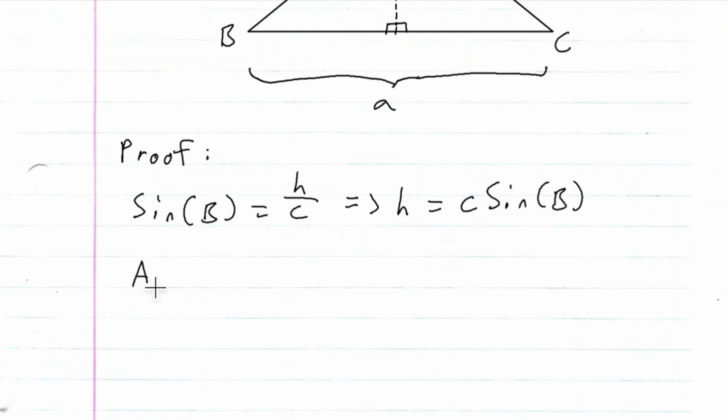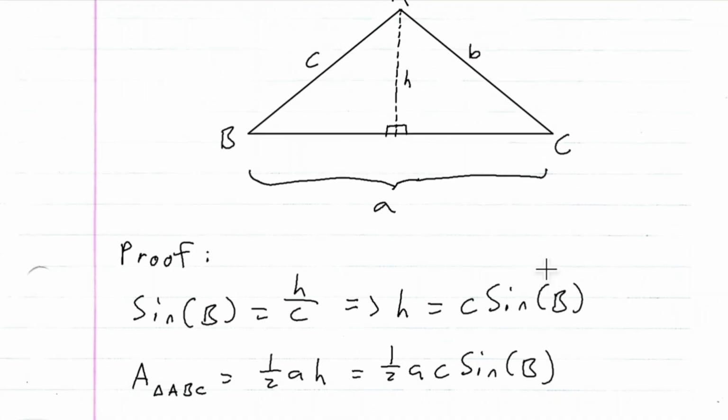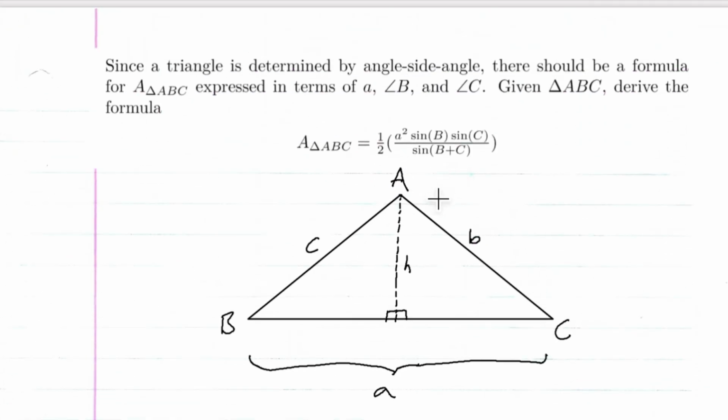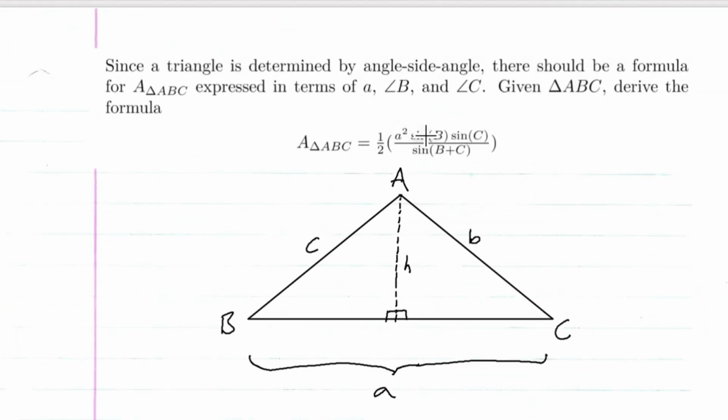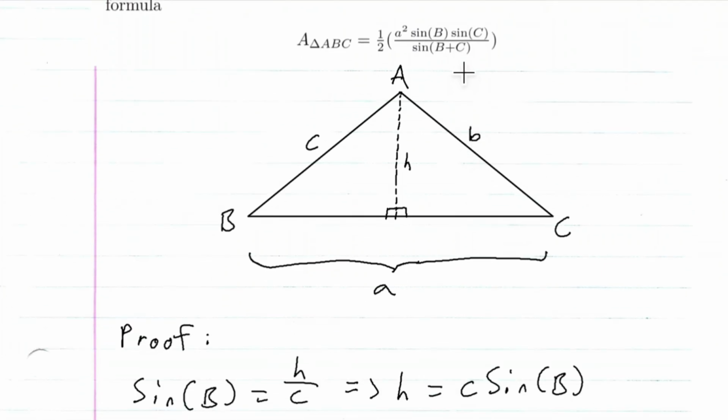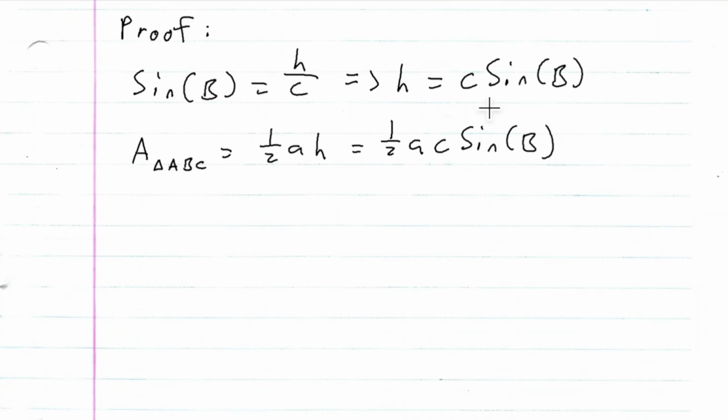Now I'm going to look at the area of triangle ABC. I know the area of triangle ABC is equal to 1/2 the base, which in this case is A, times the height. This is going to be equal to 1/2 A times C sine of B. Now, looking at my formula, I can see that this C has to equal A sine C over sine of B plus C. So the first thing I'm going to look at is, what is sine of B plus C?